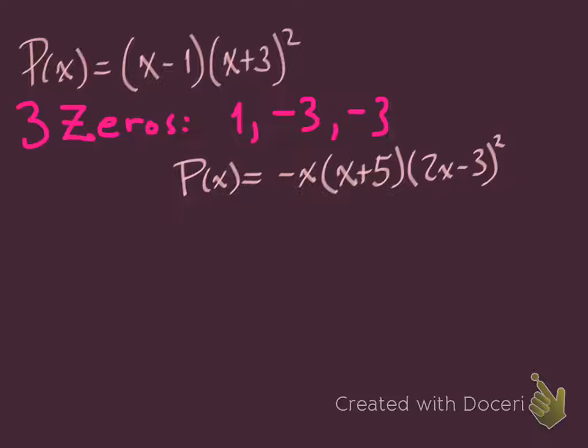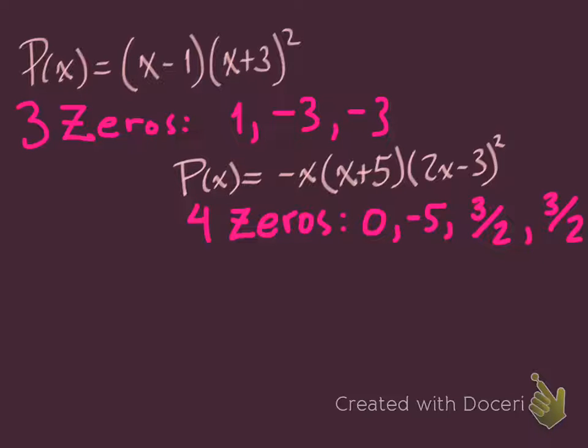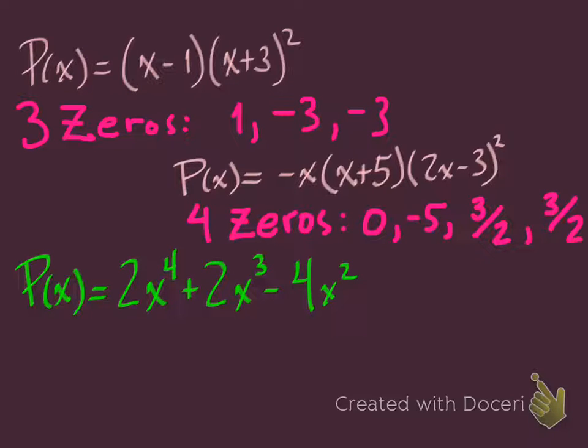And by looking again at those factors, including the little x out there by itself, we can see that 0 is a factor. That is, 0 is a zero of this polynomial. And it's got 4 of them, being a fourth-degree polynomial. And by looking at the factors, you can once again see that 0, negative 5, and 3 halves are the zeros of this polynomial.